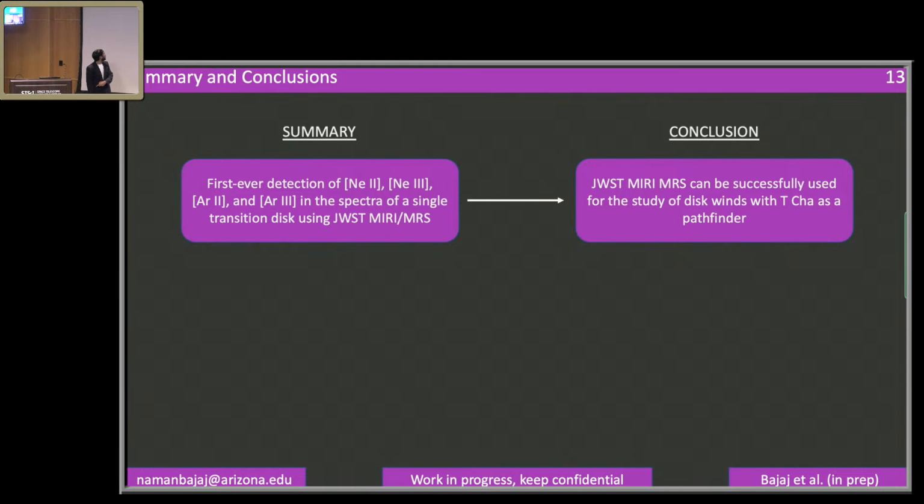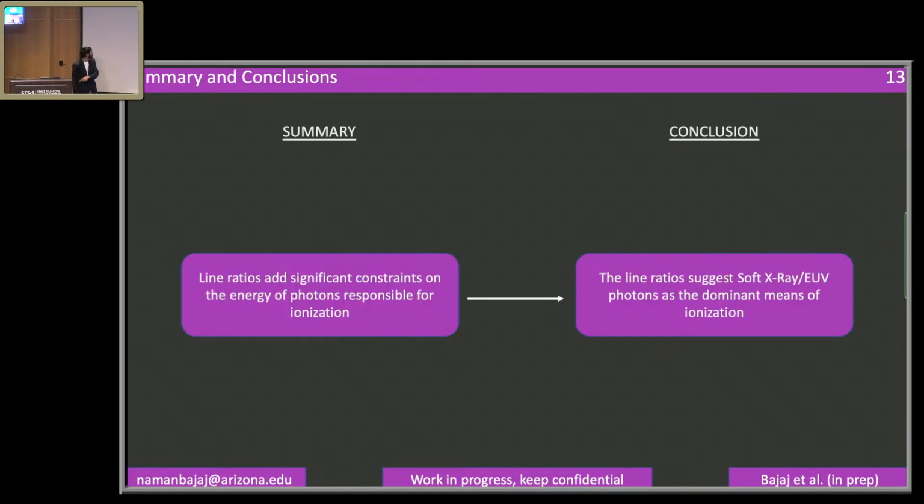In summary, we have the first ever detection of argon 3 in a disk, and we have also the first ever detection of all these 4 lines possibly tracing disk winds in the same disk, which says JWST MIRI MRS can be successfully used to study disk winds and understand the problems that we want to solve.